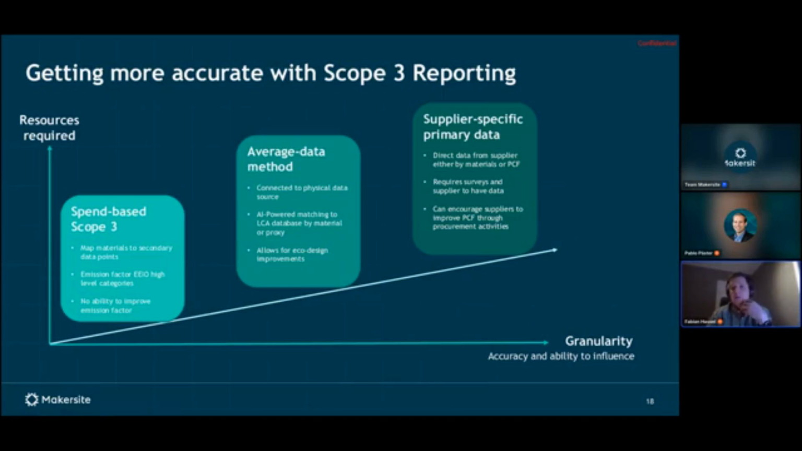The aim at the end, and we should ask this for Scope 3 reporting, is to get an accurate result, which allows me to take actions, not only to report my values, but to take actions on how to improve my company's performance on Scope 3.1. And therefore, I need to go through a certain maturity.